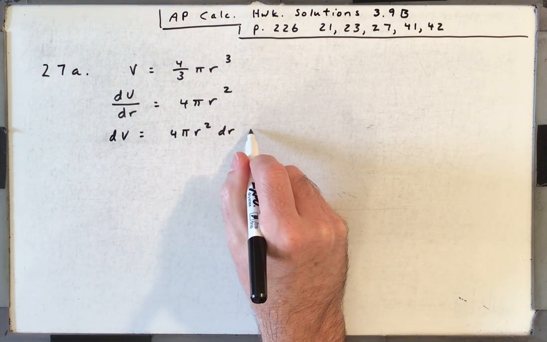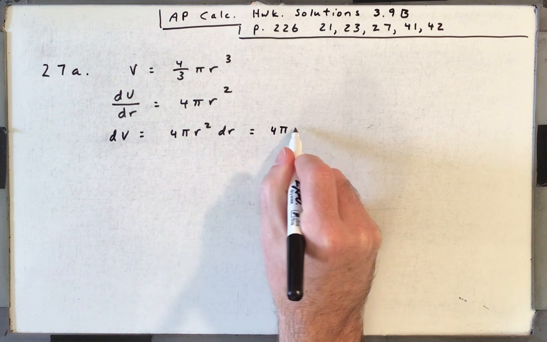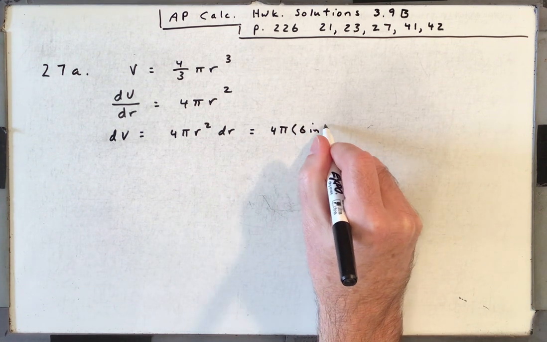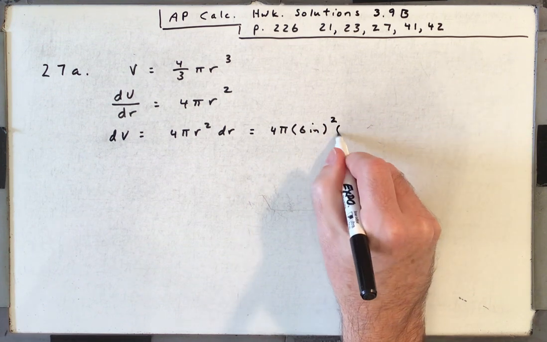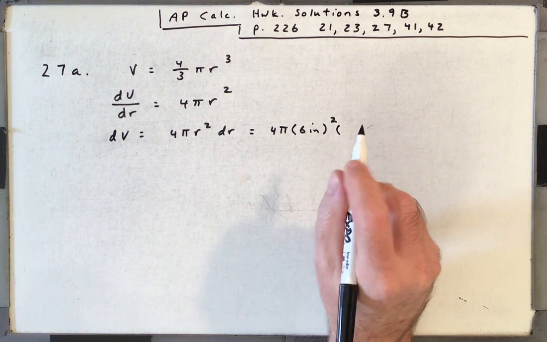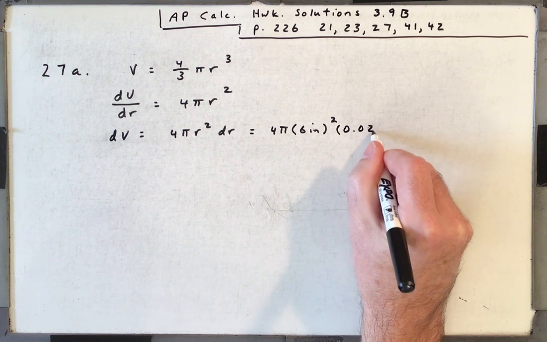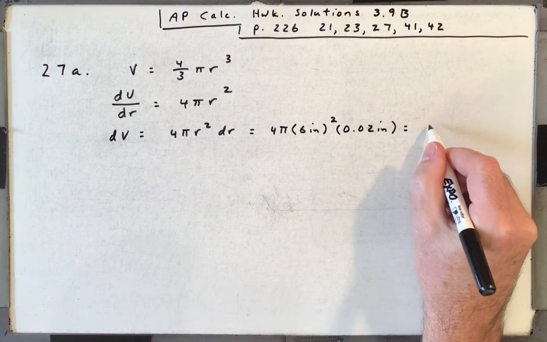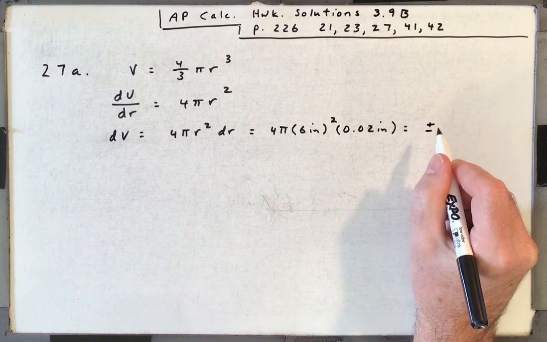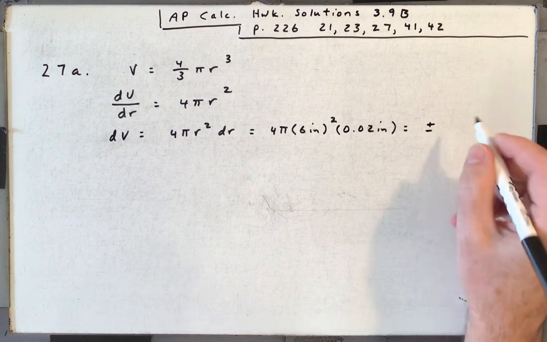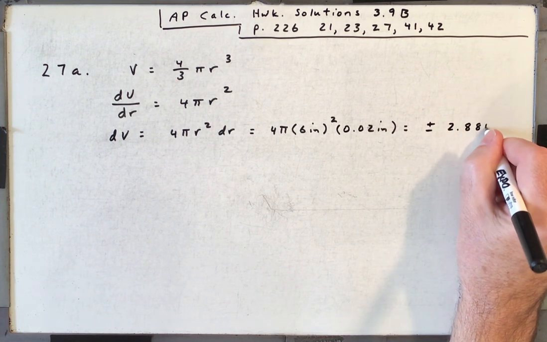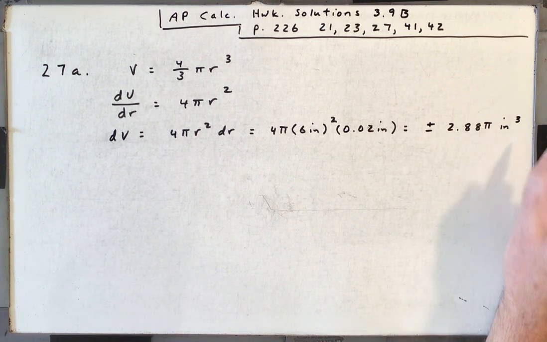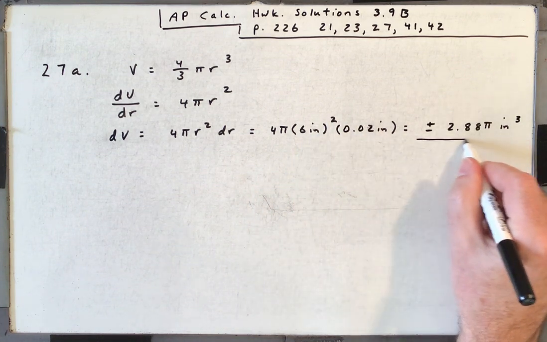So now we can plug in. We've got 4 pi. The radius is 6. Don't forget to square that. And then the error is 0.02. So if we leave that in terms of pi, and don't forget it's plus or minus because it could be greater or less, that's 2.88 pi. And this is going to be inches cubed since it's volume, and you'd have inches squared times inches, so that'd be inches cubed.